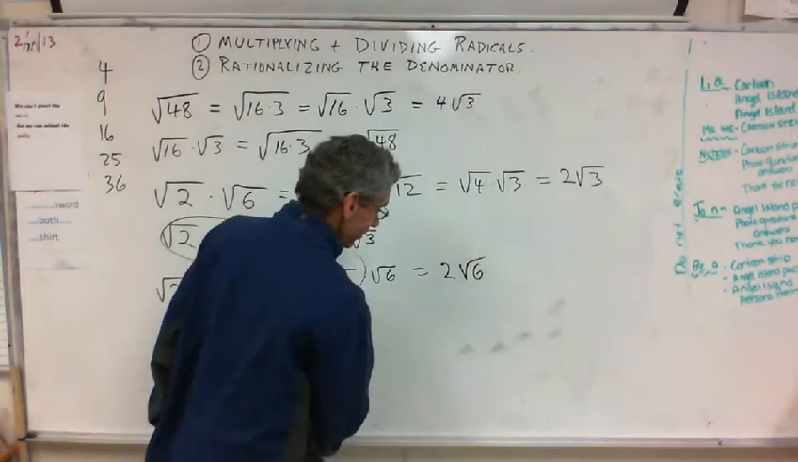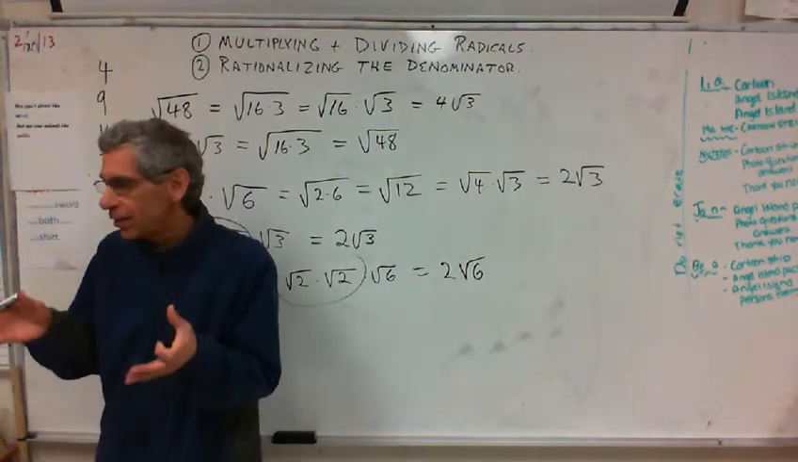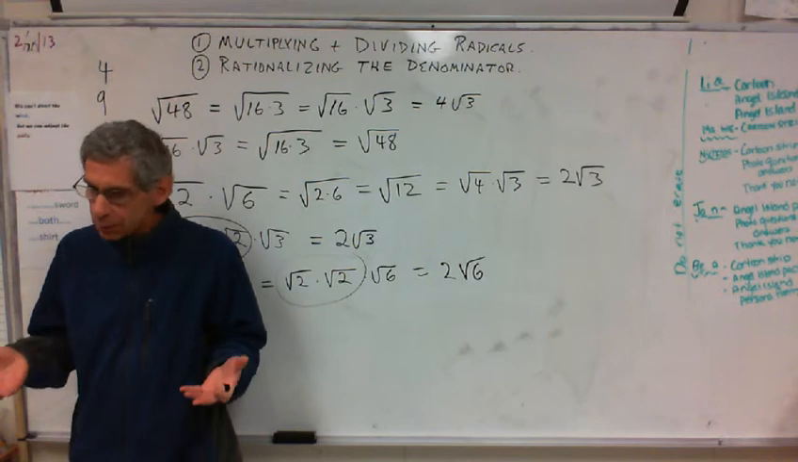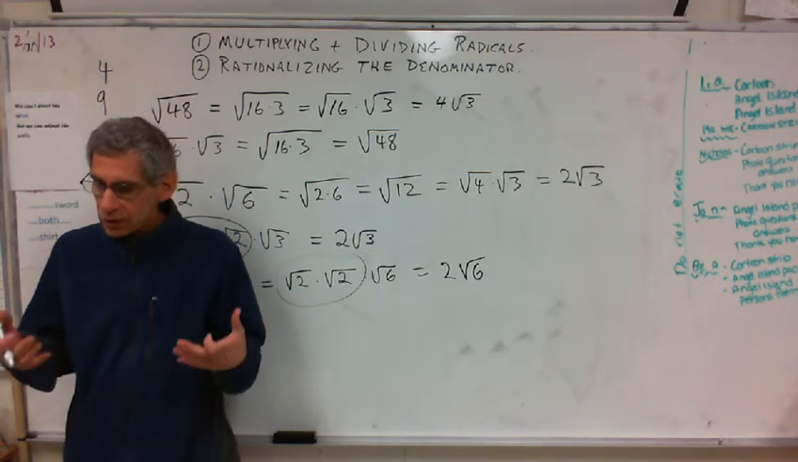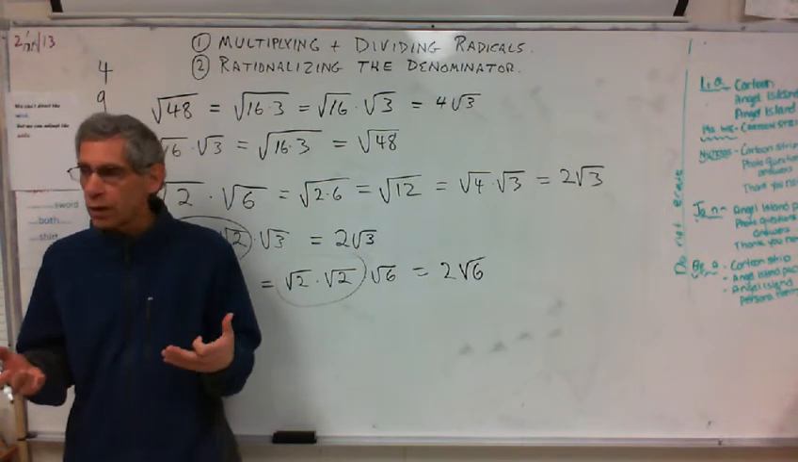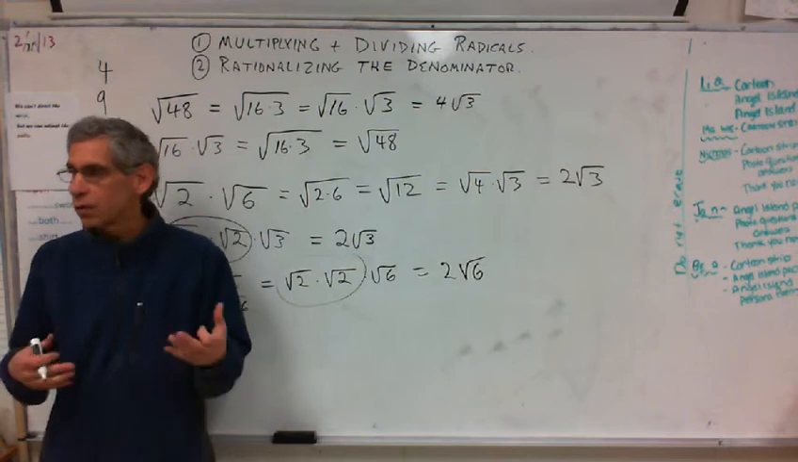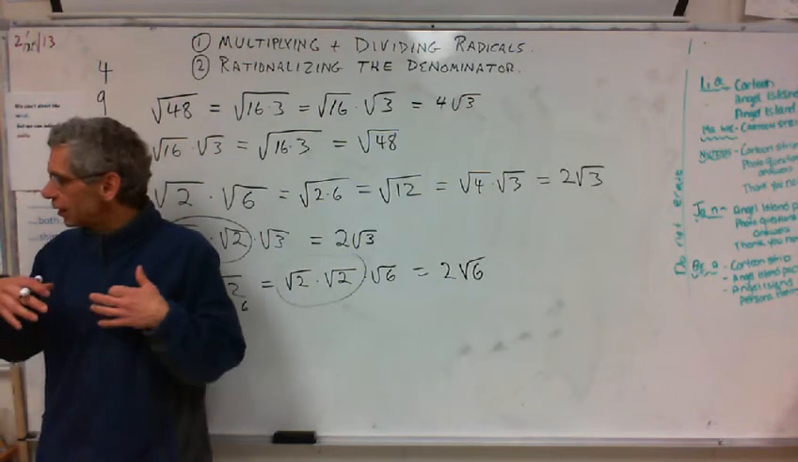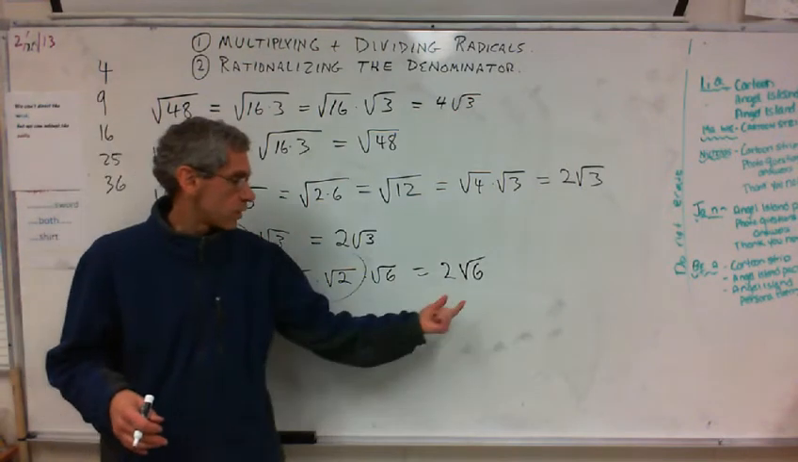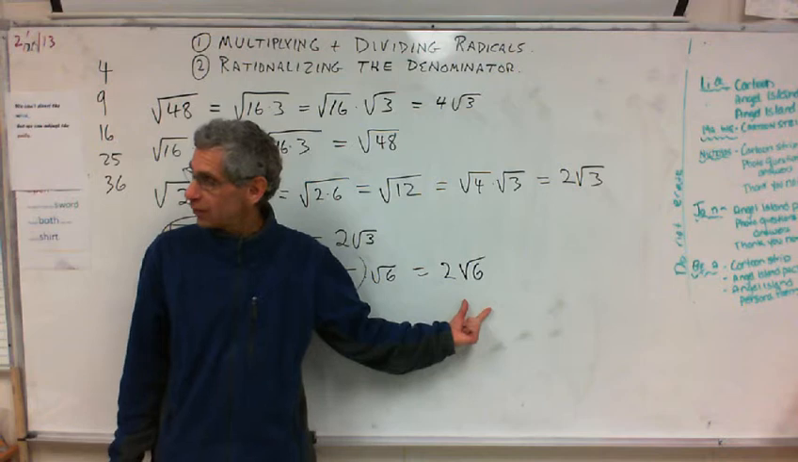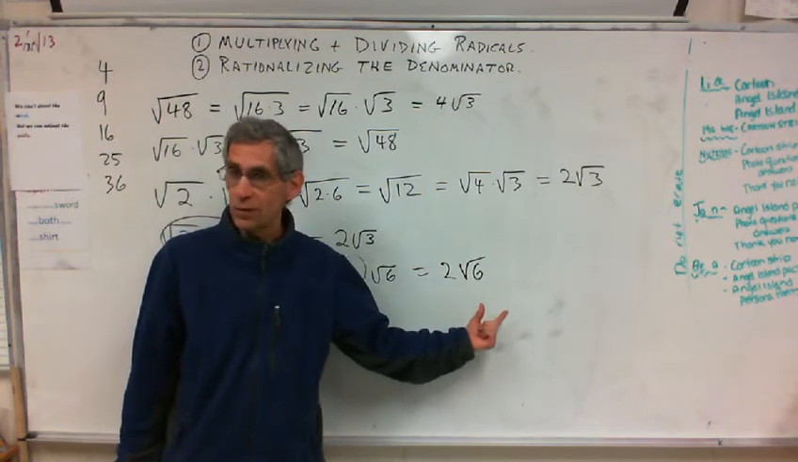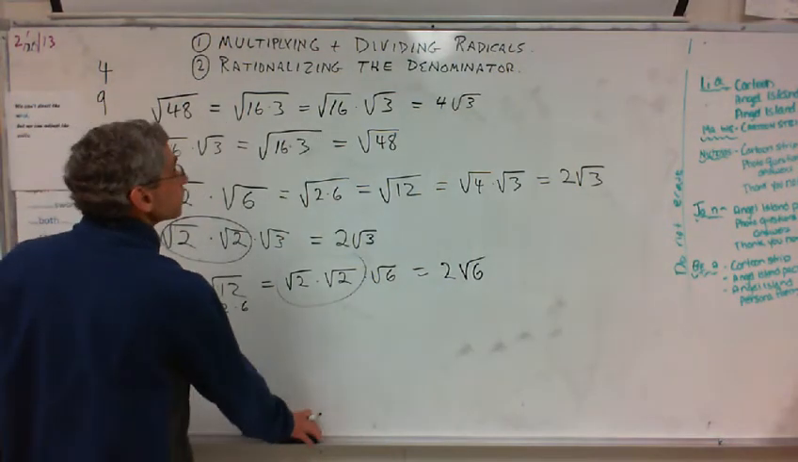The idea with math is always to put something in its simplest form, right? You don't want 2 times the square root of 2 times the square root of 3. You want just 2 times the square root of 6. You want to keep it simple, right? So once you get to the point where it can't be simplified, it just stays there. You multiply those things out, it stays there. All right, so.